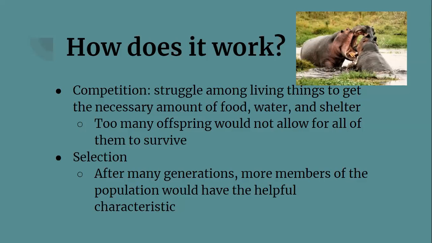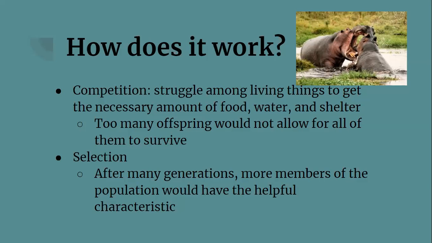So finally, there must also be competition, which is a struggle among living things to get necessary amounts of food, water, and shelter. In many species, so many offspring are produced that there's not enough resources. So not enough food, water, or living space for all of them. This goes back to, for example, let's say cats or dogs. They have an overproduction of offspring, so they cannot all possibly survive.